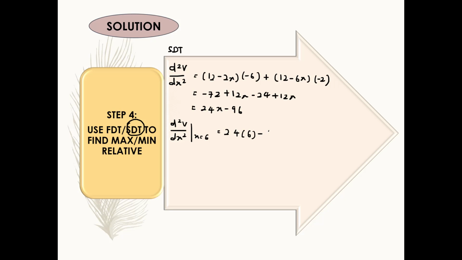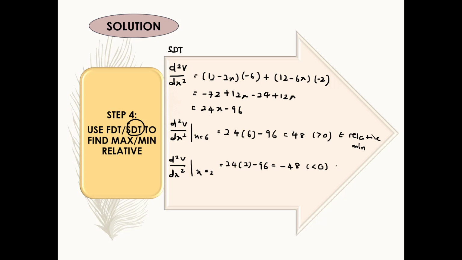So you need to find, when x equals 6, d squared V over dx squared. You will get 48, which is greater than 0, so it is a relative minimum. And then when x equals 2, d squared V over dx squared, you will get negative 48, which is less than 0, so it is a relative maximum.